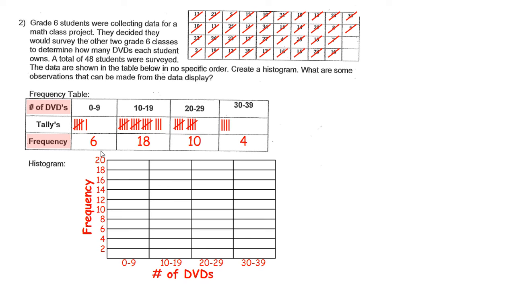So 0 to 9 happened 6 times. So for this column, go all the way up to the 6. Shade that in. For the 10 to 19, shade all the way up to the 18. For the 20 to 29, shade all the way up to the 10 line. And for the 30 to 39, shade all the way up to the 4 line.